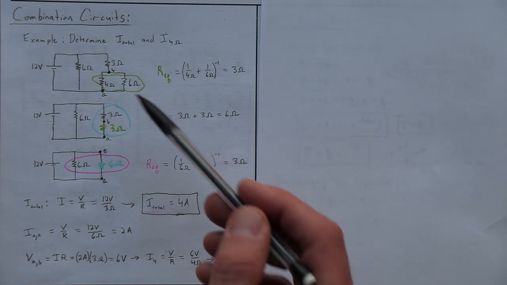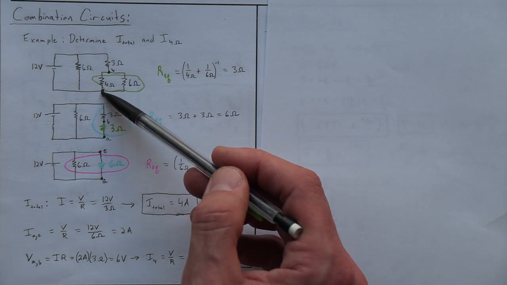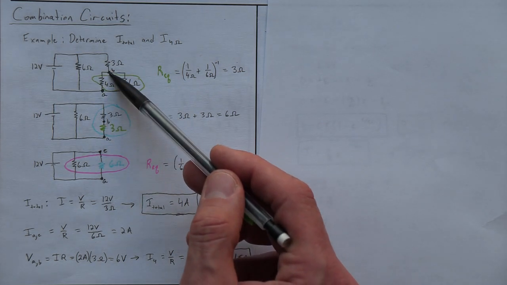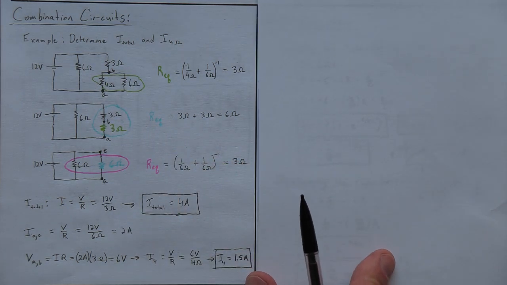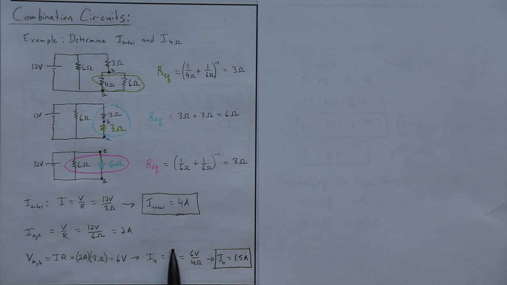Now, finally, A and B are right here, so I know that I have 6 volts from here to here. I have 6 from there to there, which is the voltage of the 4 ohm. So finally, I could do I equals V over R. There's 6 volts here and 4 ohms here. So I put that into Ohm's law, and I get 1.5 amps. So that's an example of how you analyze combination circuits. Okay, moving on.